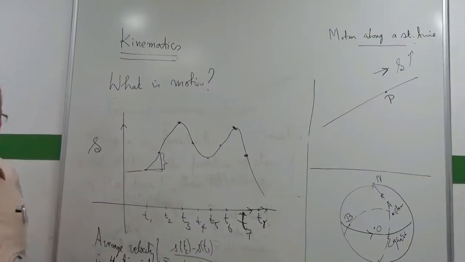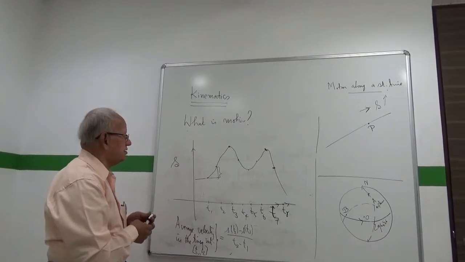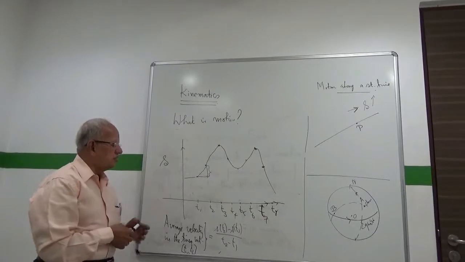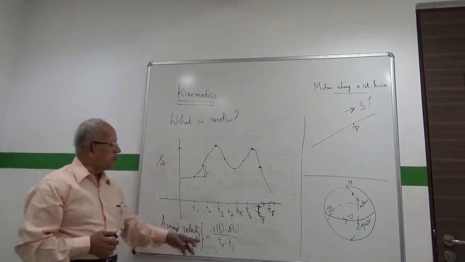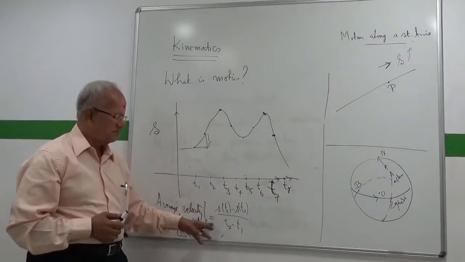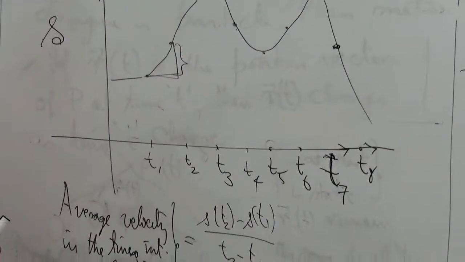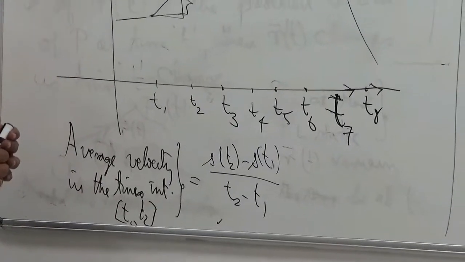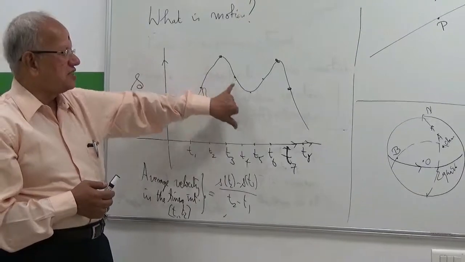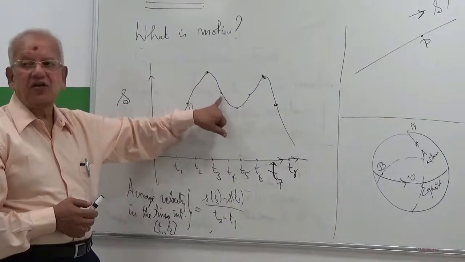Alright. But then again, is it always positive? Time is always positive. T2 minus T1 is positive. The S(T2) minus S(T1), for example, if I do it for T3 and T4, right? S(T3) is this. S(T4) is smaller, isn't it? Yeah. Right. So if I do S(T4) minus S(T3) it will be negative.